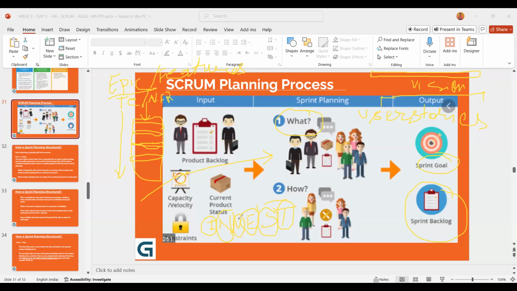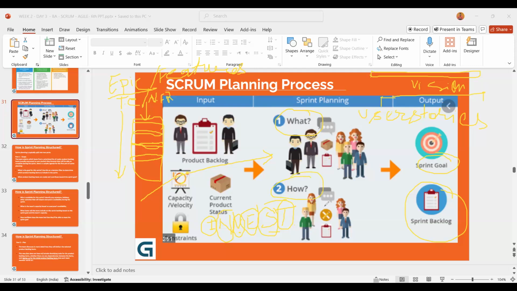So, are you clear with the INVEST criteria? Your user story has to be independent, negotiable, it has some value in it, it should be estimatable, small, and testable. Is it clear, everyone? Yes. Brilliant. Now, what exactly happens is that we discuss what and how you are going to do.